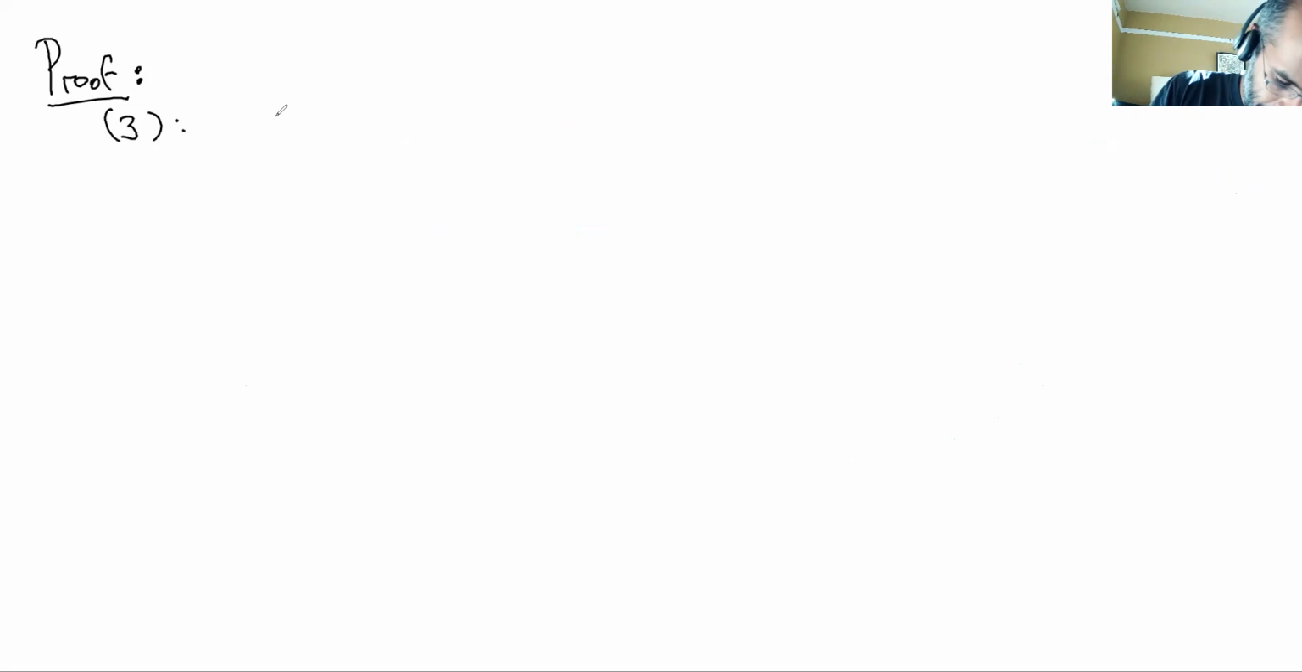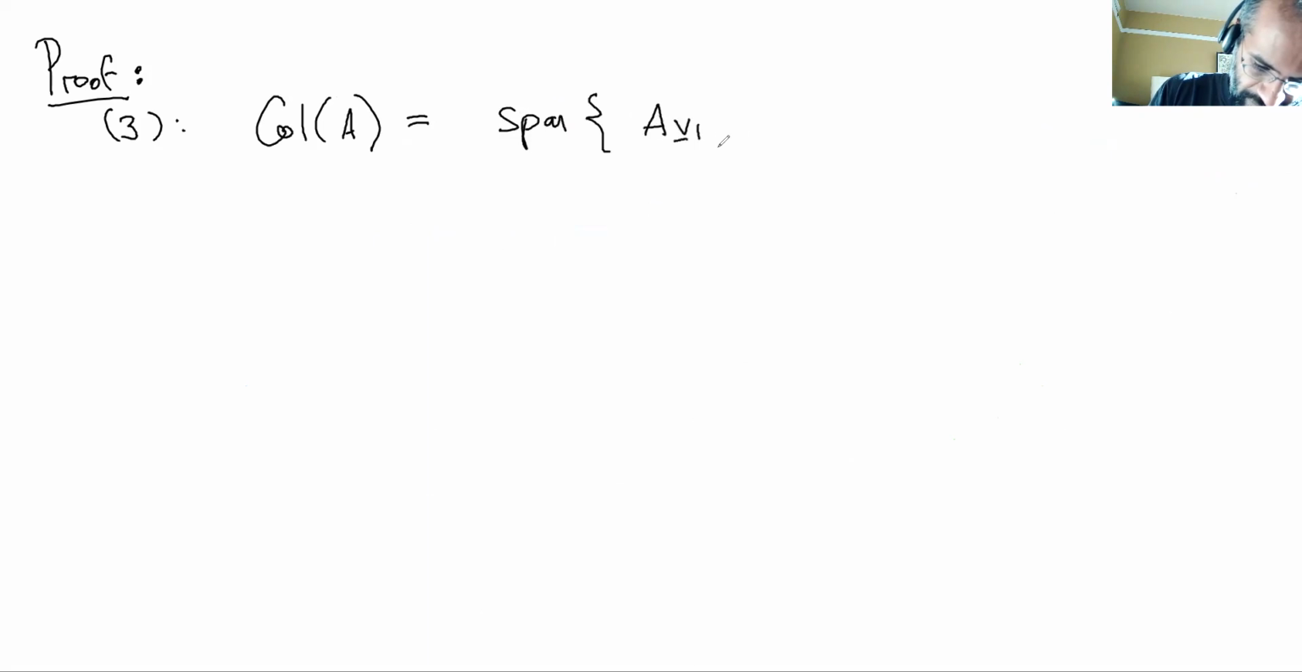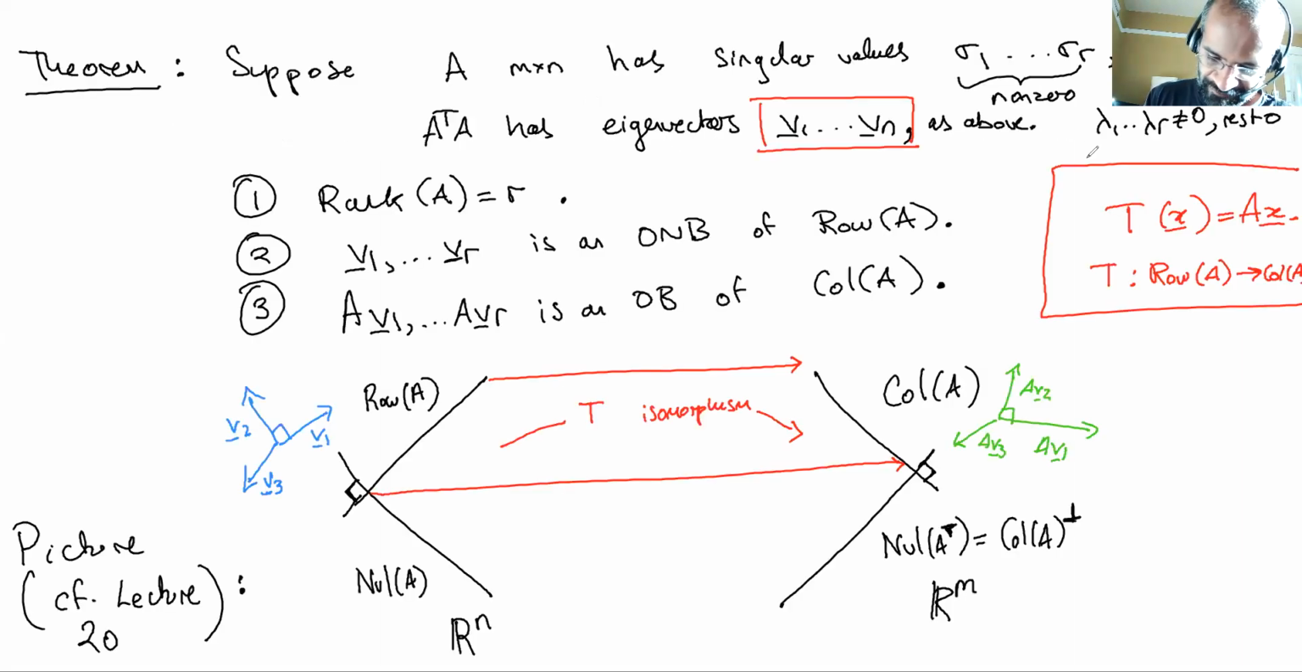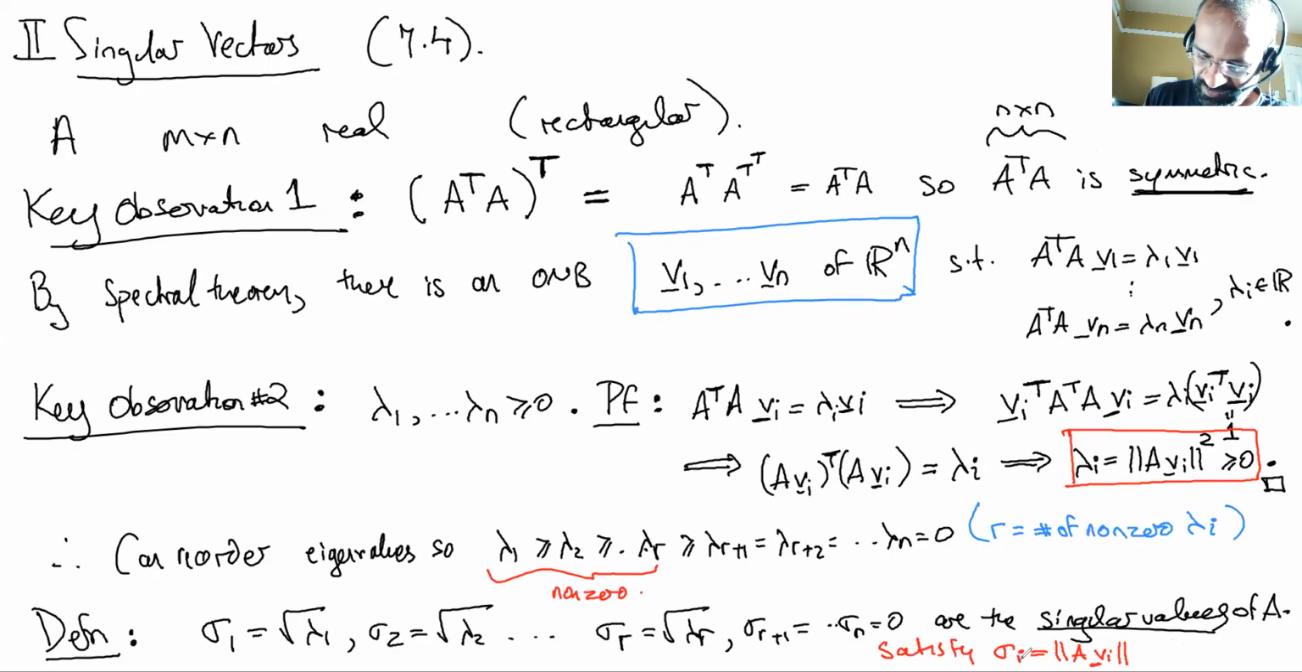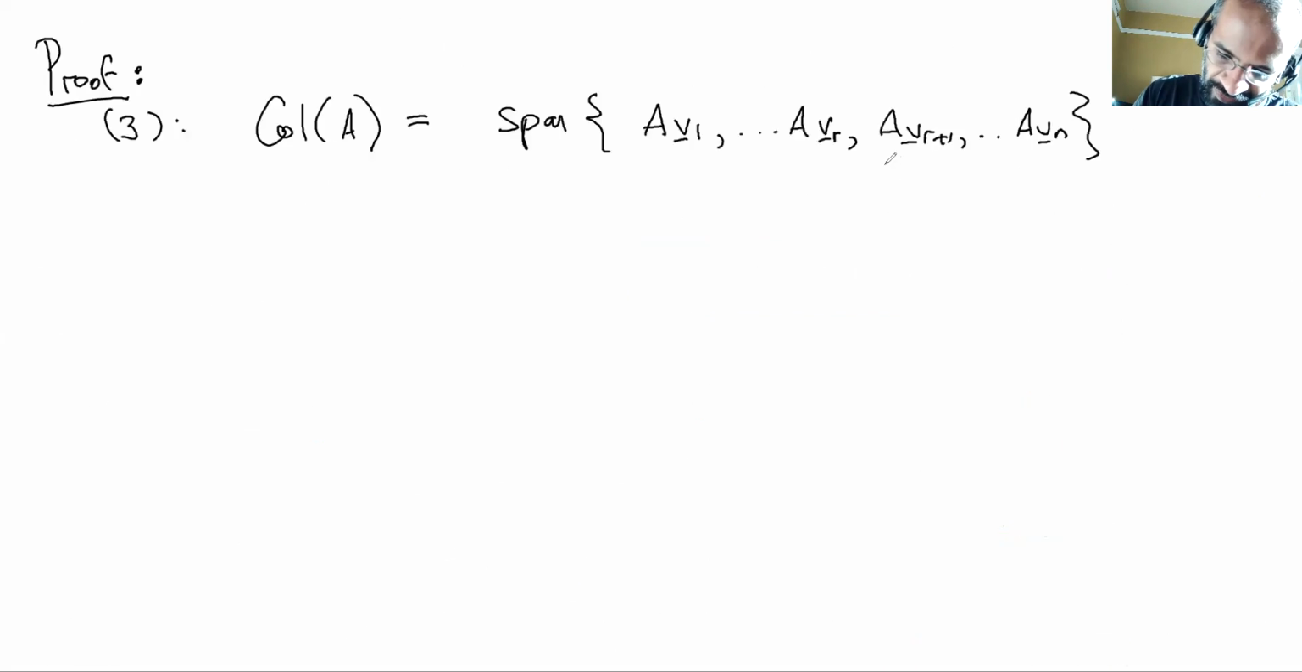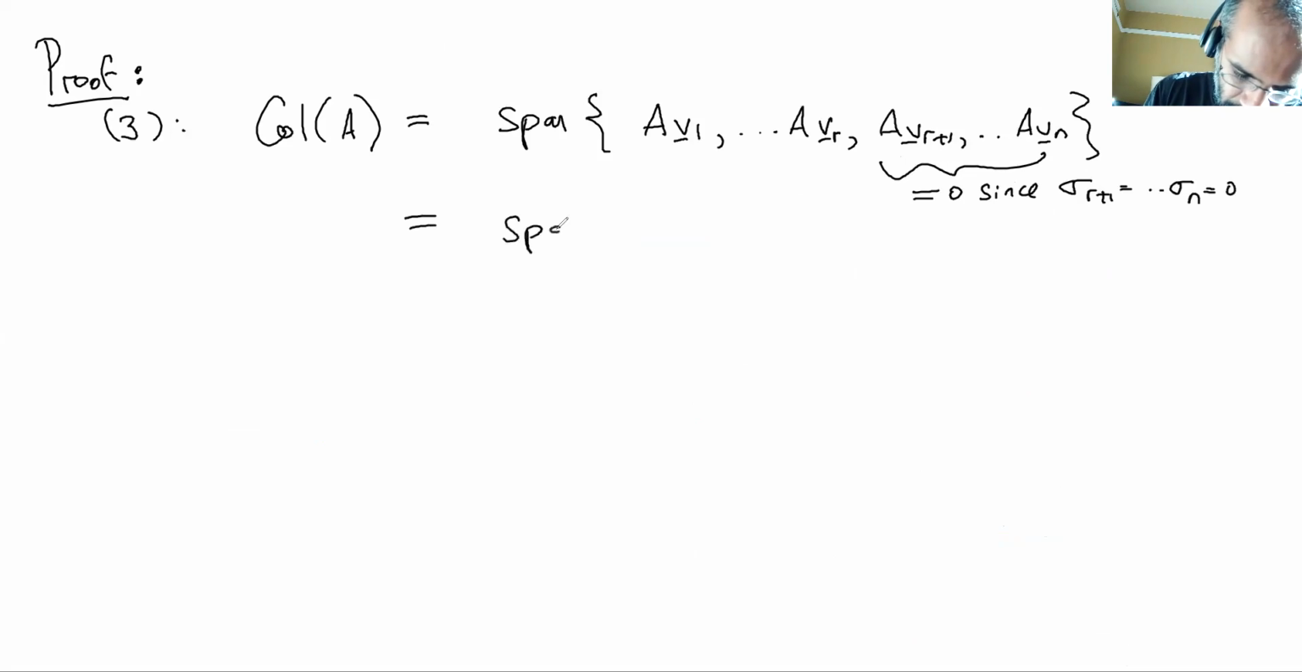So I have that the column space of A is the span of AV1 through AVR, AVR plus 1, all the way up to AVN. And now I'm just going to use that AVR plus 1 through the rest of them are 0 because sigma R plus 1 through sigma N is 0, right? Using this fact over here. So I know that these are 0, since sigma R plus 1 all the way up to sigma N equals 0. So this is the span of just these vectors, AV1 through AVR.